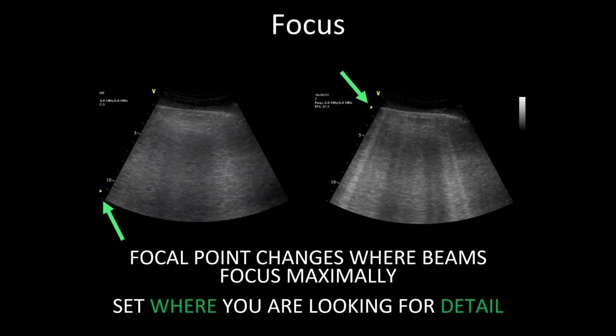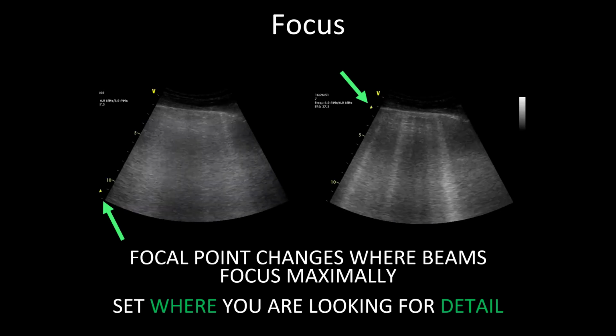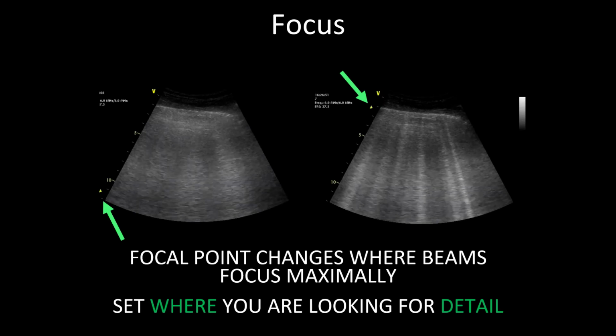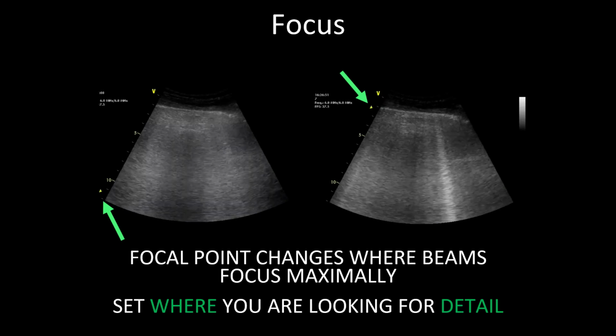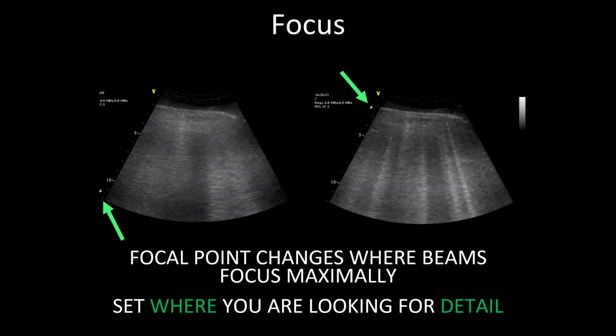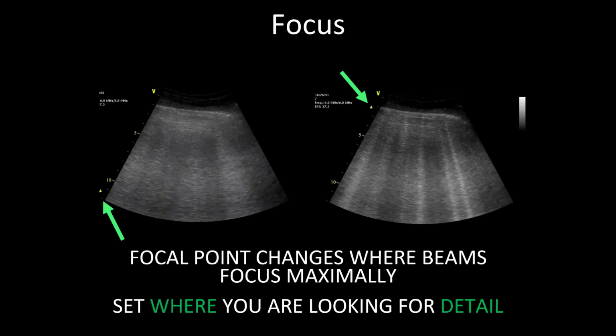On the right is the same patient at the same location within minutes. The focal point was adjusted at the pleural lining. Notice how we now have a better view of the pleural sliding and the vertical lines or B lines that are now present, reflecting underlying pathology. The vertical or B lines were present on the image at left, but they were certainly less apparent.